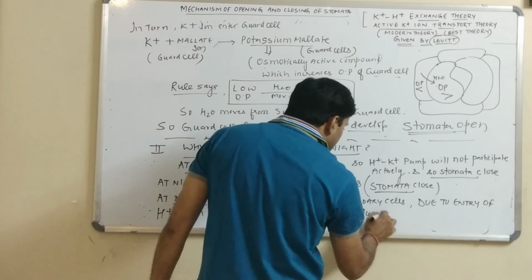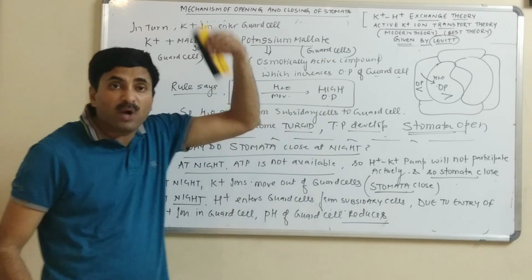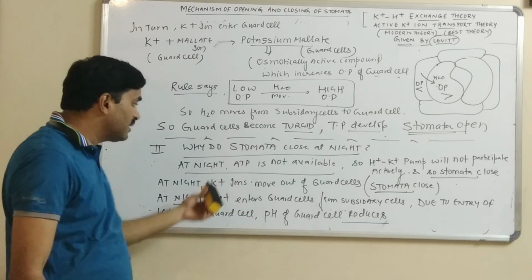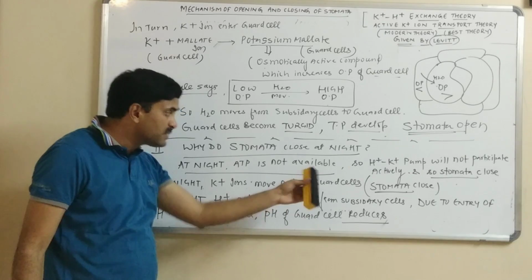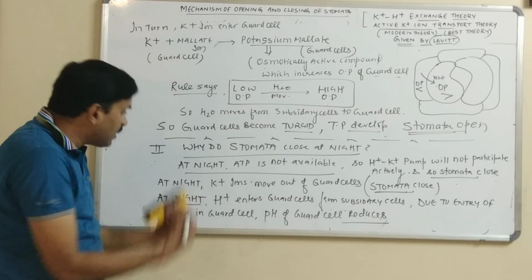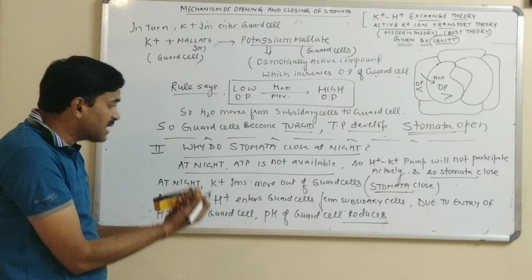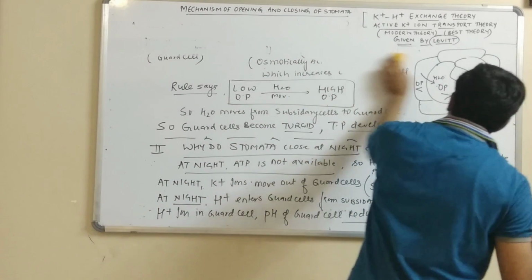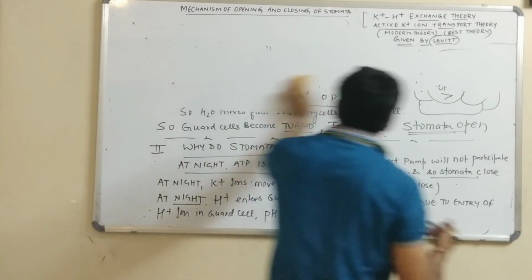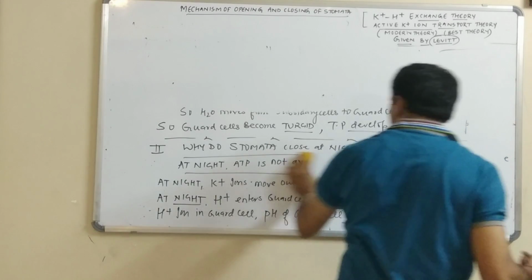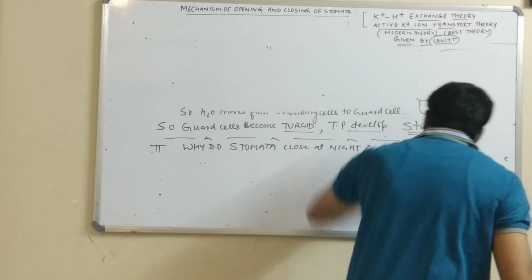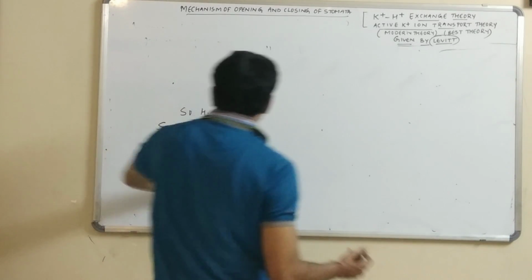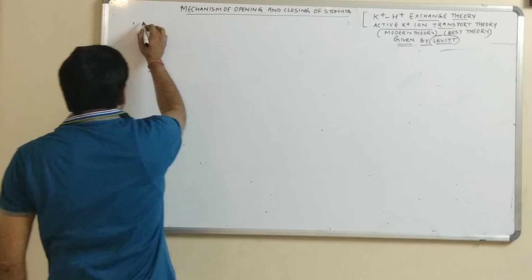Now what happens during the daytime? When H plus ions go out and K plus ion come inside, the pH of the guard cell was increased. But see the reverse thing. H plus ion enters guard cells from subsidiary cells again, and due to the entry of H plus ion at night time, the pH of the guard cell is reduced. Now at this reduced pH, what happens? The potassium malate will disintegrate.